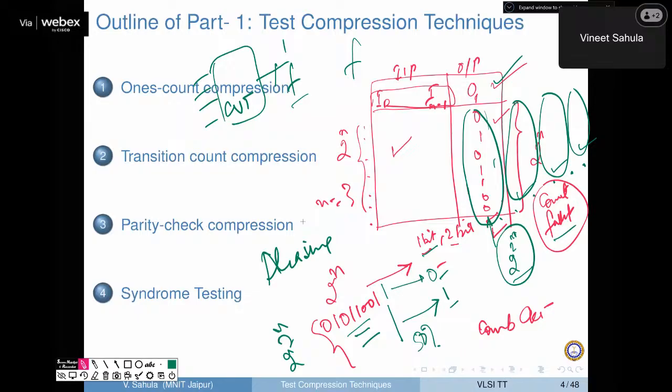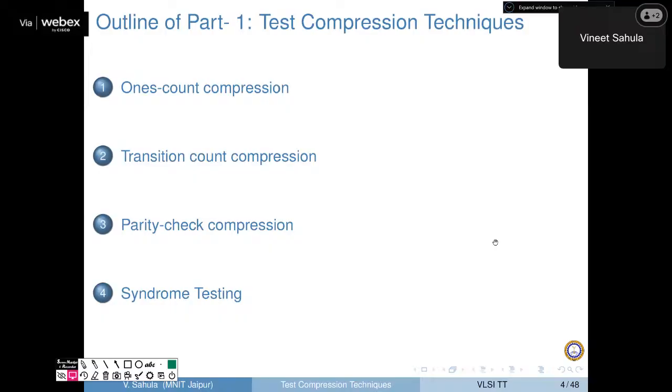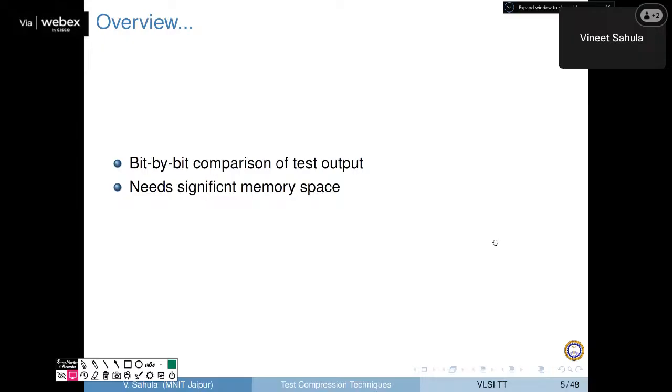The rest of the slides are about the formal way of looking at these things, right? So what we do is we have so many methods: ones count, transition count, parity check, and syndrome testing. And lastly, and not lastly, but one of them is linear feedback shift register, LFSR. We'll detail that out that way. So we'll quickly go through these 4 kind of compression methods, and we are looking for compression of output only, right? The output patterns only.